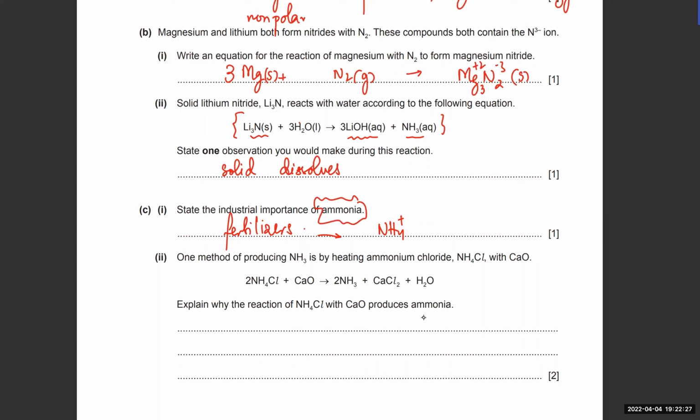It produces ammonia because calcium oxide is a base, first thing. That's a base. Why? Because it accepts H plus ions. And you can see that the oxygen over here is the O minus 2 ion, specifically the O minus 2 ion over here, is accepting H plus ions. It's letting go of the calcium ions, and it's accepting H plus ions.